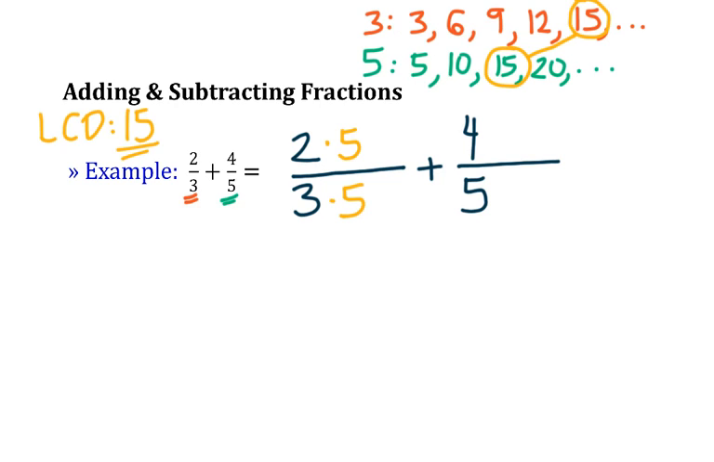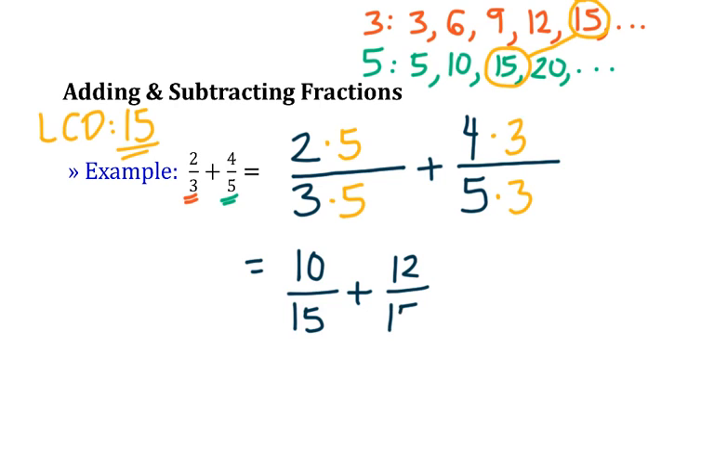Our second fraction has the 5 in the denominator, so it needs a factor of 3. Now again, if I give it to the denominator, I must give it to the numerator so that I have an equivalent fraction. Remember, 3 over 3 is the same as multiplying by 1. If I clean up the process we now have, I'm looking at 10 over 15 plus 12 over 15, and we have that common denominator.